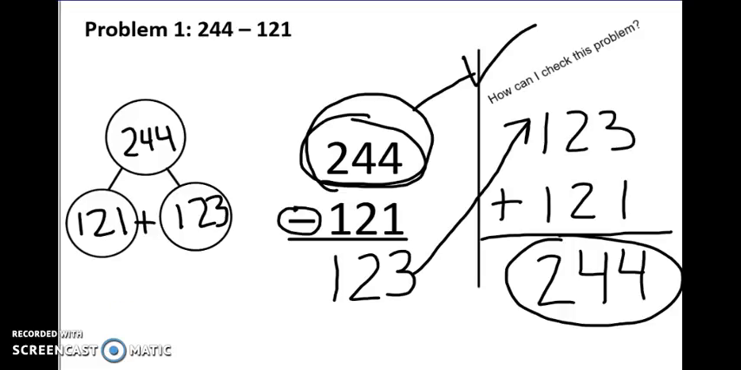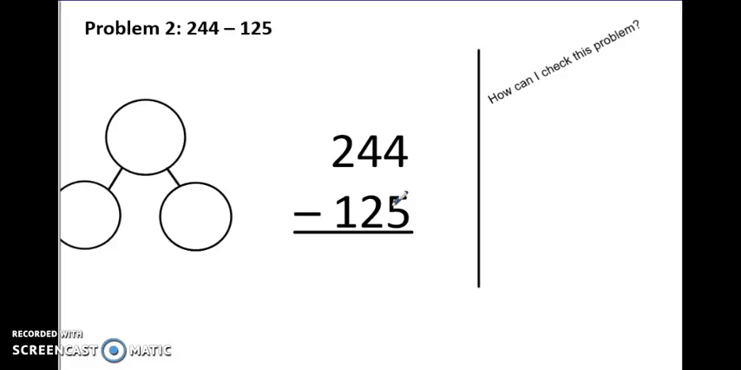We are going to do a few more problems, subtracting using the vertical method, and then checking our answers using addition. Here's our next problem. 244 minus 125. Think of our number bond. Remember, when we are subtracting, we already have our whole. Our whole is the top number. So I'm going to write 244 where the whole goes. 125 is one part, and I'm looking for the other part. So let's subtract and see what the missing part is.